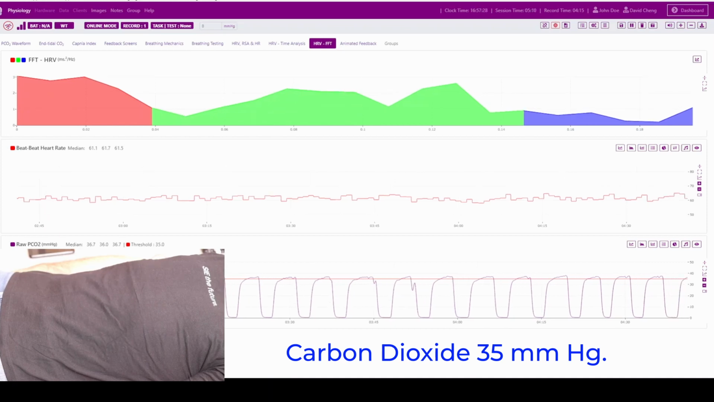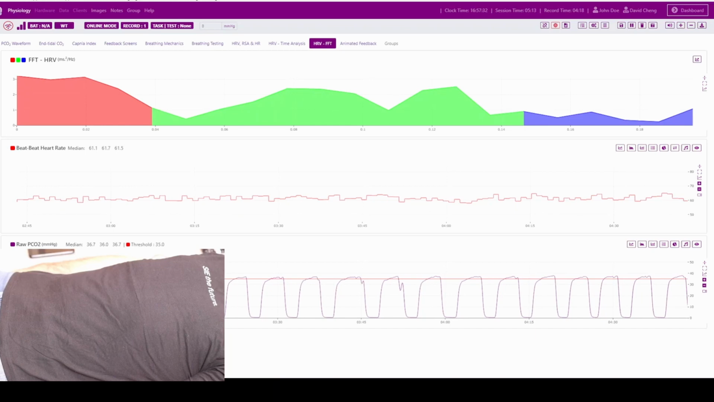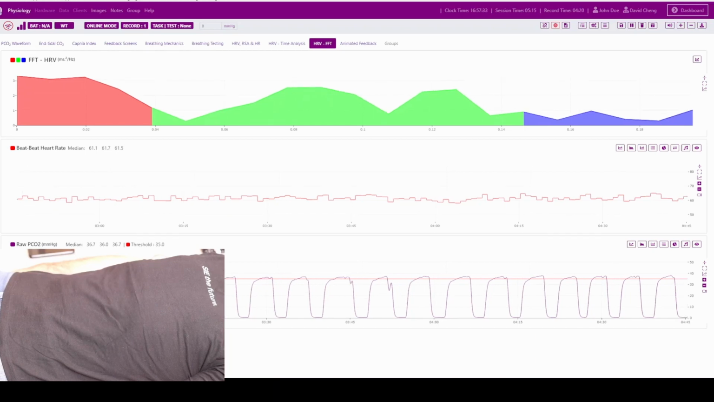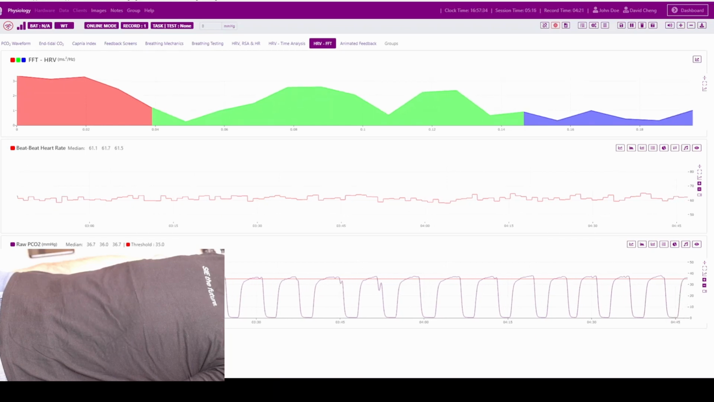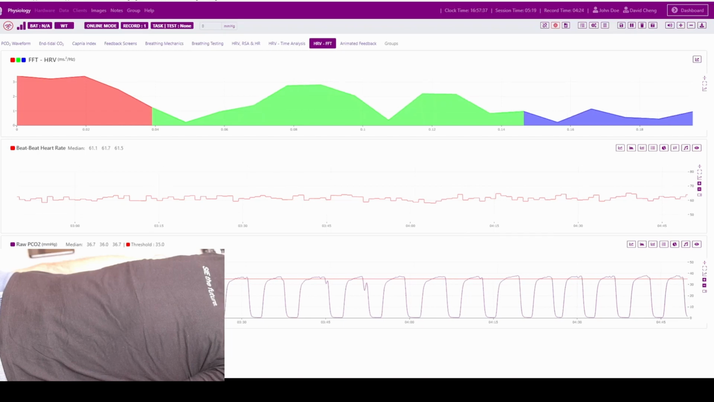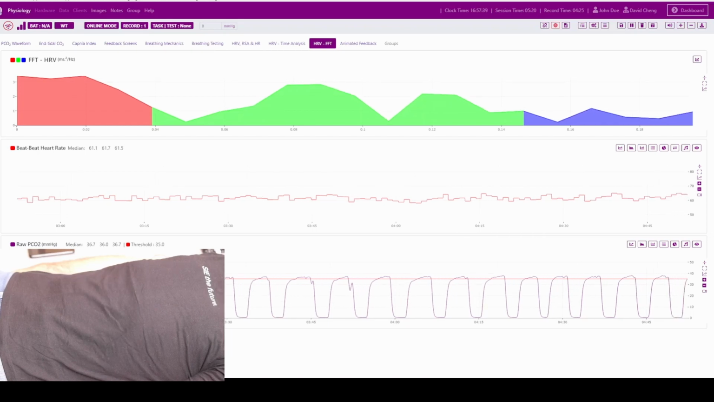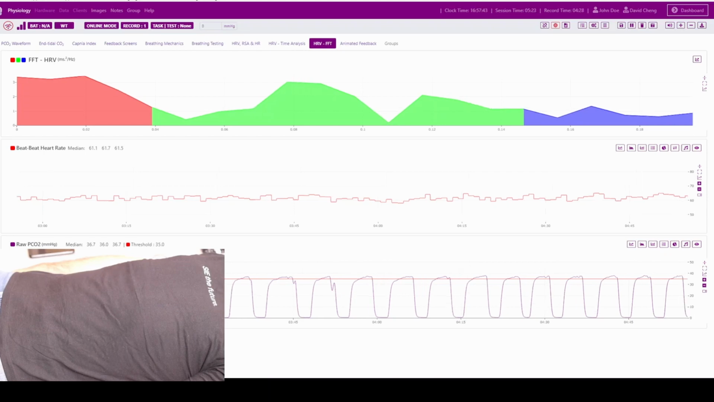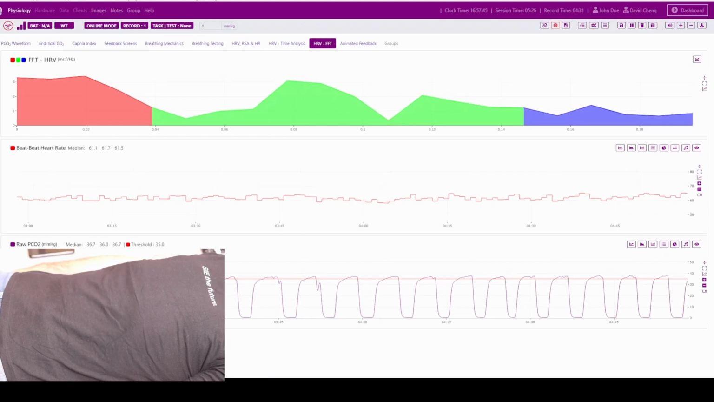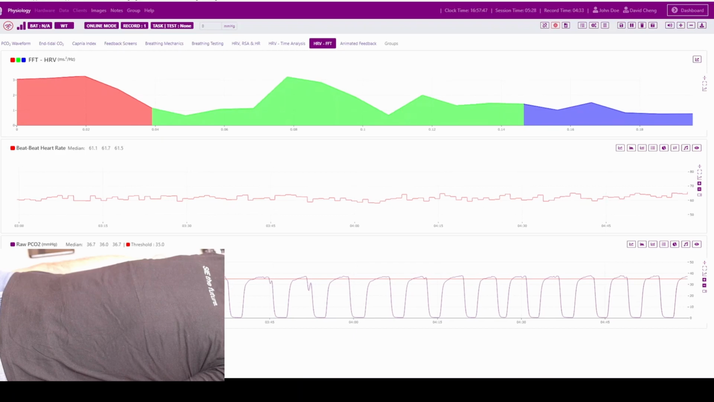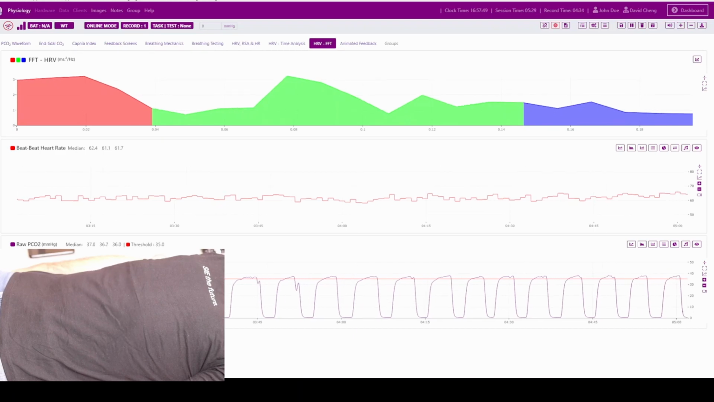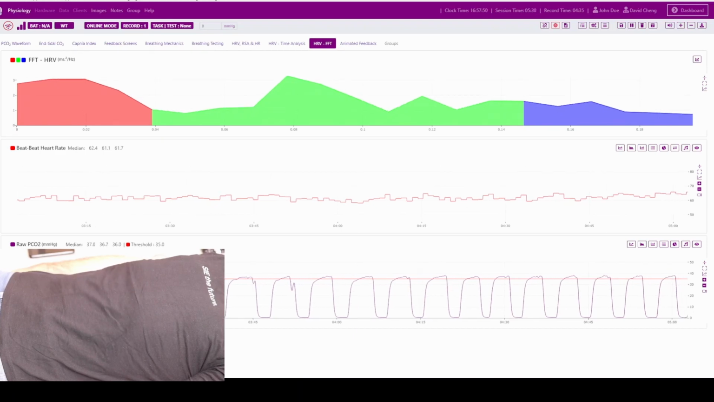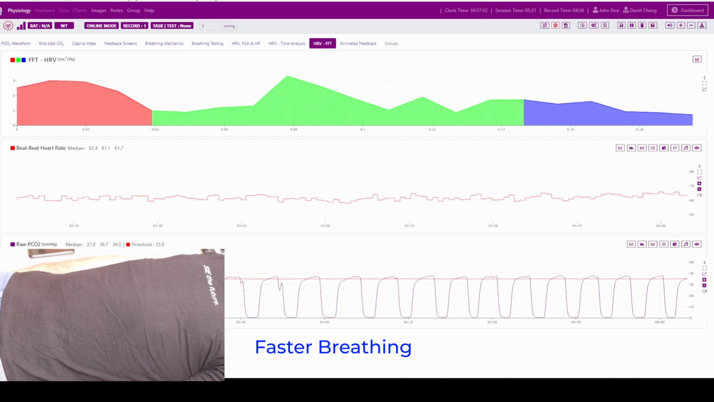So what I'm going to do right now is to demonstrate to you what happens to the carbon dioxide level and to the heart rate variability as well when you do fast breathing versus slow breathing. So I'm going to get John to demonstrate a little bit. John, if you could just show us a little bit in terms of doing fast breathing, a little faster.